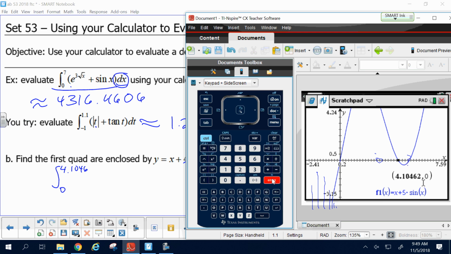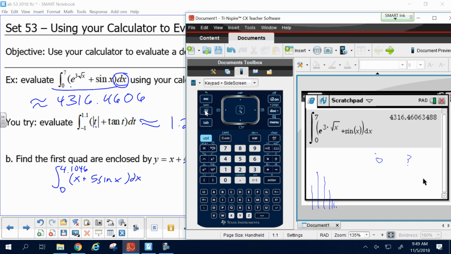Now, in terms of what's in the integral, what am I going to integrate? The function, yeah? Are you with me? So x plus 5 sine of x.